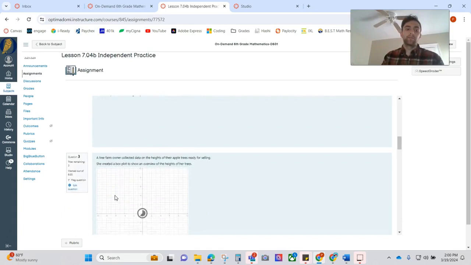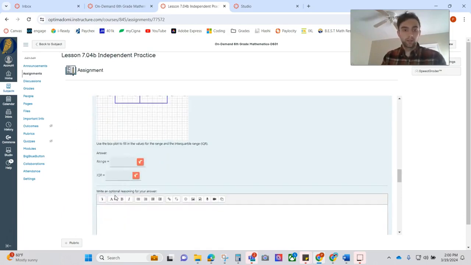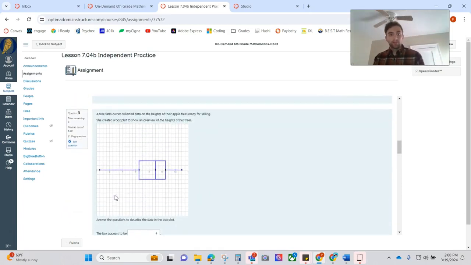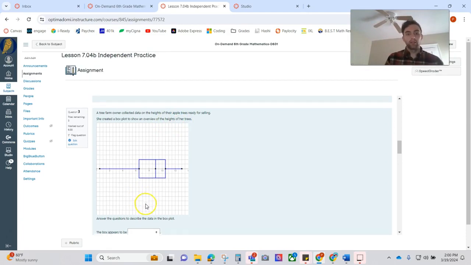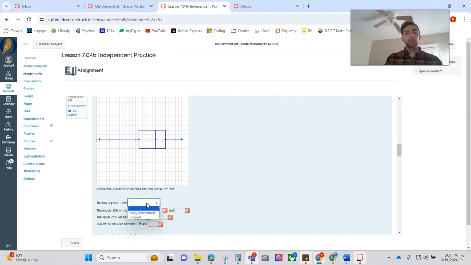Question 3. A tree farm owner collected data on the heights of their apple trees ready for selling. She created a box plot to show an overview of the heights of her trees. Answer the questions to describe the box plot. The box appears to be fairly symmetrical or skewed.